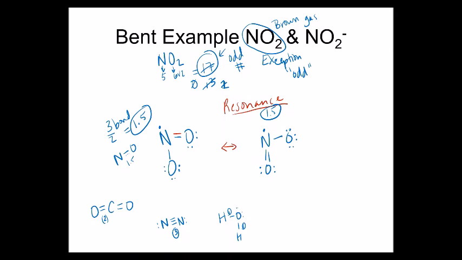Processing it a little bit. We're going to do another example, so don't worry if it doesn't come to you now. But let's continue on with this example. This is a bent, trigonal planar domain. So what's our angle going to be here approximately? 120, good.